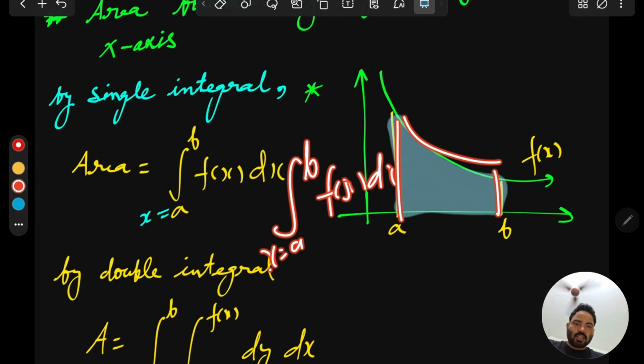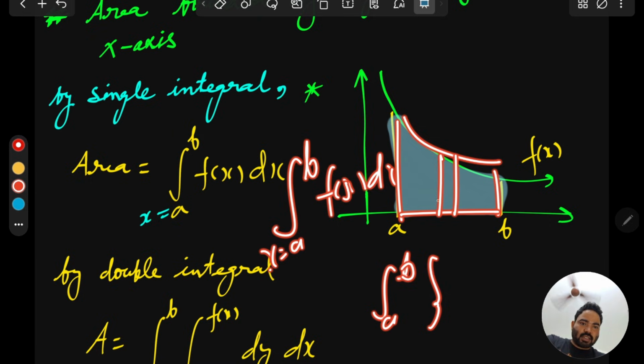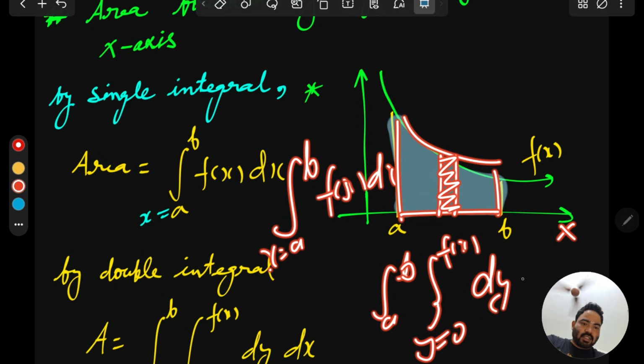Also you can find it by the double integral. You can say your x is moving from a to b, and if x is constant, then you have to take a vertical strip, and y is moving from y equal to 0, because the x-axis is y equal to 0, up to whatever this function is. Then just do integration with respect to y first and after that x, and you can find out the area by using the double integral.